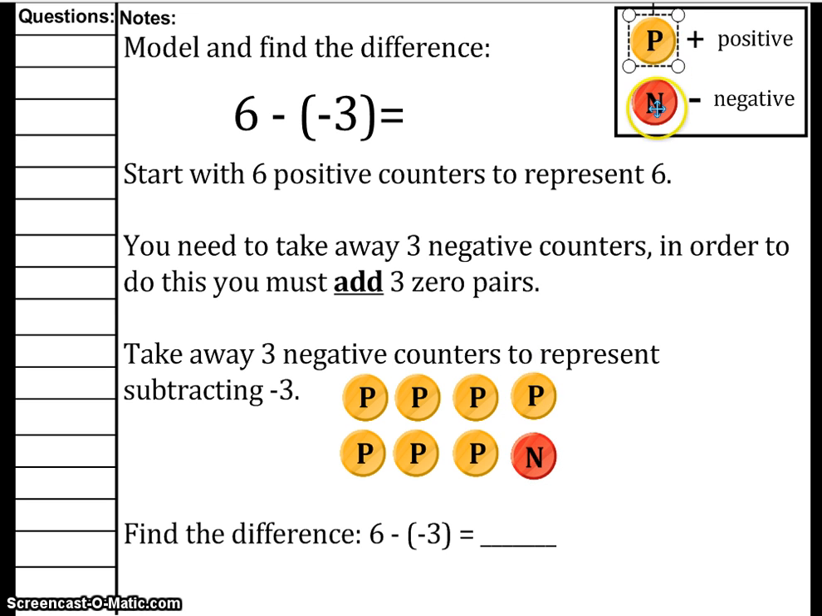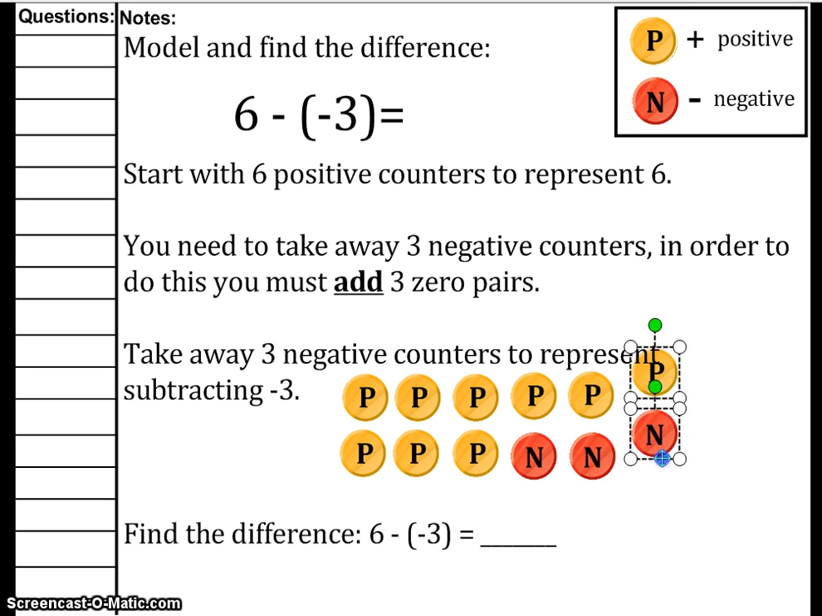So here's our second zero pair. And here's our third zero pair. Now I'm adding 3 zero pairs because I need 3 negatives in order to subtract them. So now that I have added my 3 zero pairs, you see that I also have added 1, 2, 3 negatives. So now I can actually subtract negative 3. So I'm going to black those out.